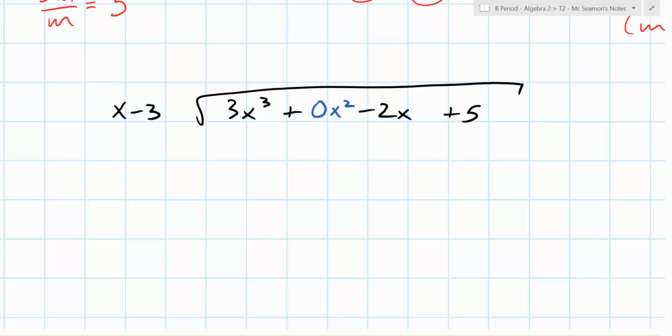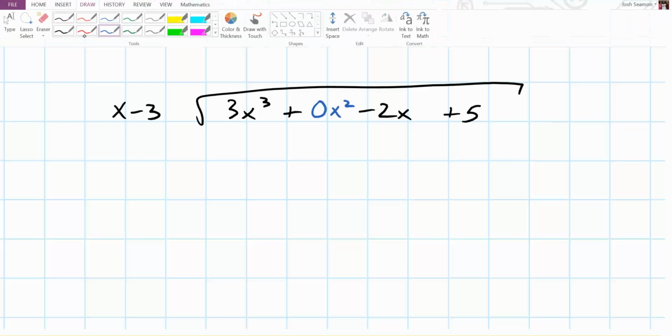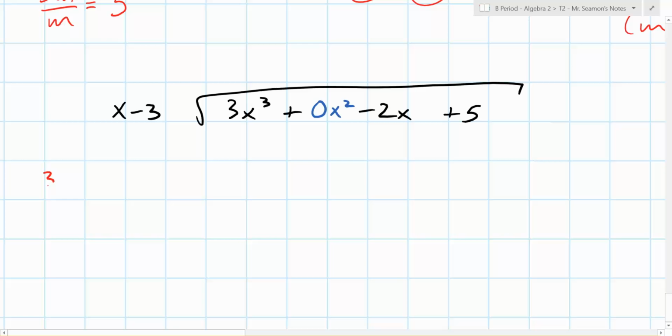What was that phrase I taught you to remember? Leading over leading. So what's the leading term underneath the division? 3x cubed. What's the leading? This always stays the same. x, so what's it going to be? 3x squared. Where do I put that? Right here. Once you put it there, you have to multiply. So you get 3x cubed minus what? 9x squared.